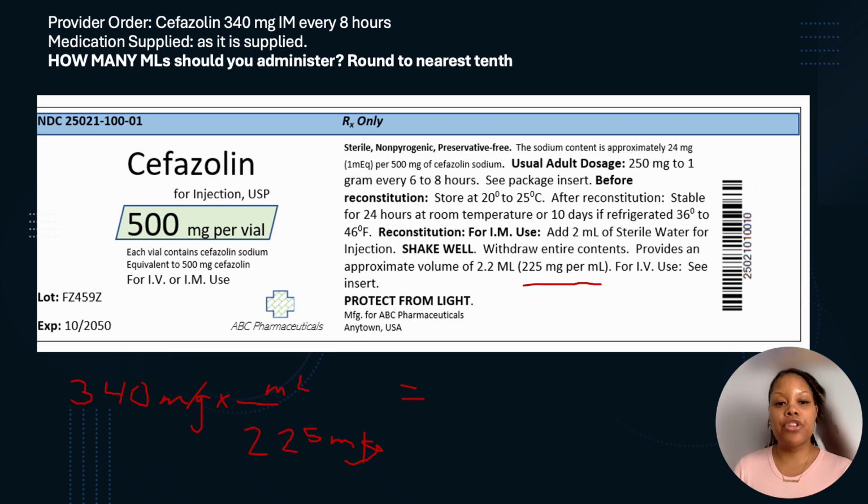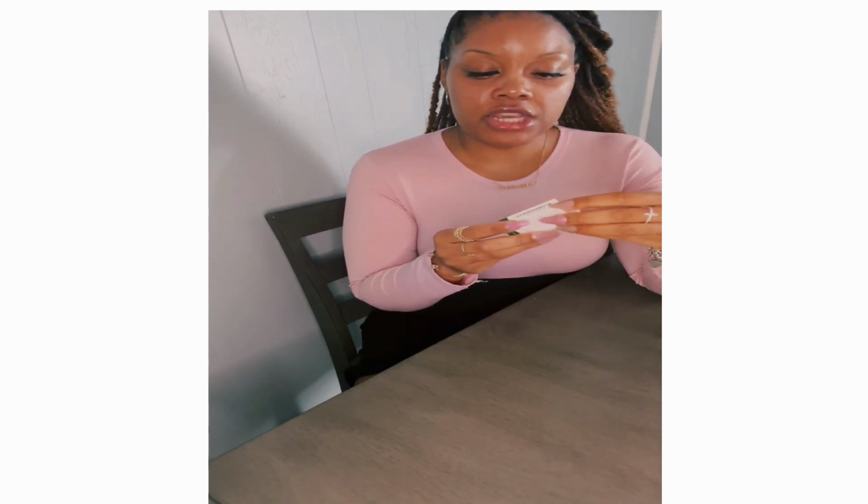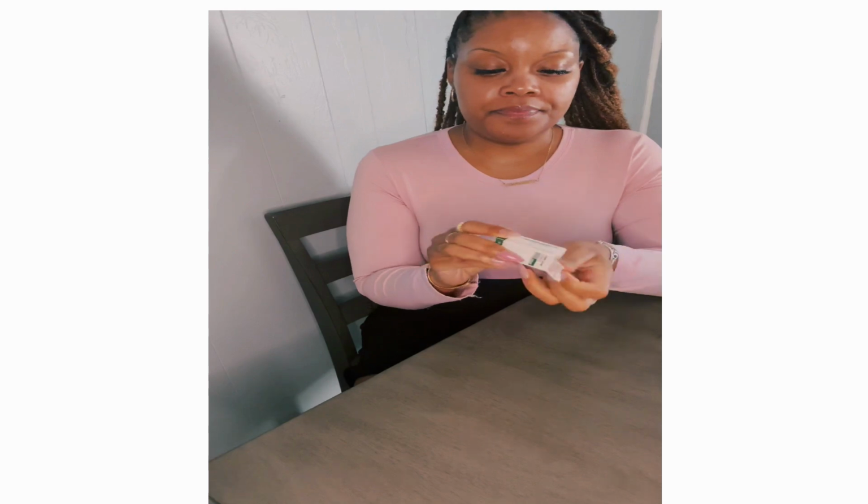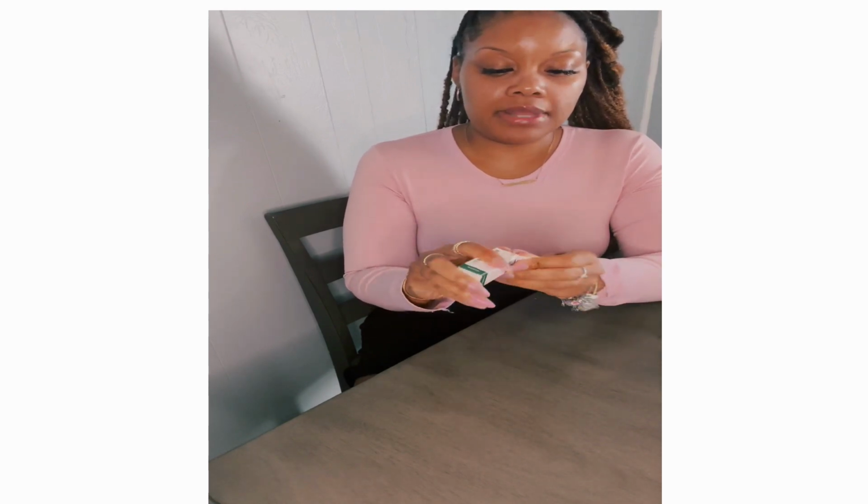So we're going to divide 340 divided by 225, and we're going to get 1.511. Your question says round to the nearest tenth, so we're going to round this to 1.5 mLs. You guys, so let's get started with the skill part. We just did a problem that said that we would give the patient 1.5 mLs. So your medication is going to come like this. If it needs to be reconstituted, it will come like this.